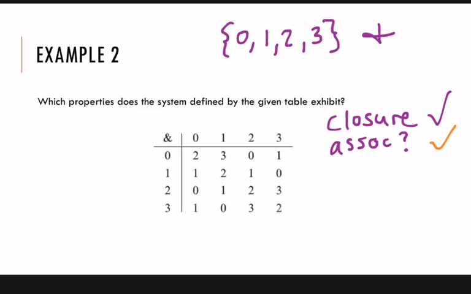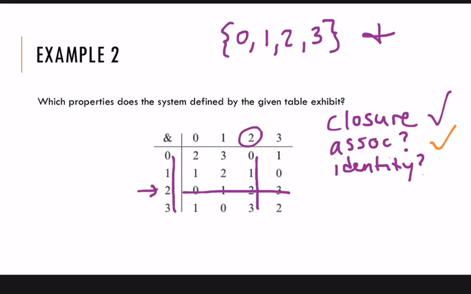Okay, identity. We're looking for something that leaves 0, 1, 2, 3 unchanged, so quickly scan, look for another column that matches. Here it is. So 2, that looks like a good candidate for the identity. So let's make sure and check the row as well. 0, 1, 2, 3. Great. So yes, this has the identity, and the identity is 2.